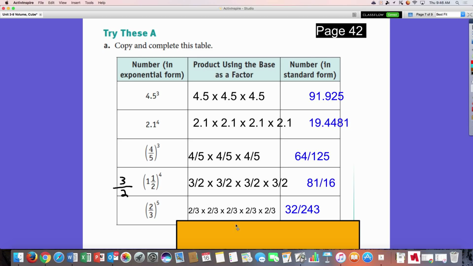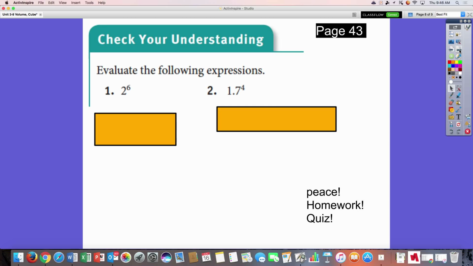And here's a big one. 2/3 times 2/3 times 2/3 times 2/3 times 2/3. Whew. 32 over 243. All right. Last one. When I say peanut butter, solve these two. You get these two right. Go ahead and take the quiz, knock the homework out, work on your IXL. You got it. Peanut butter!